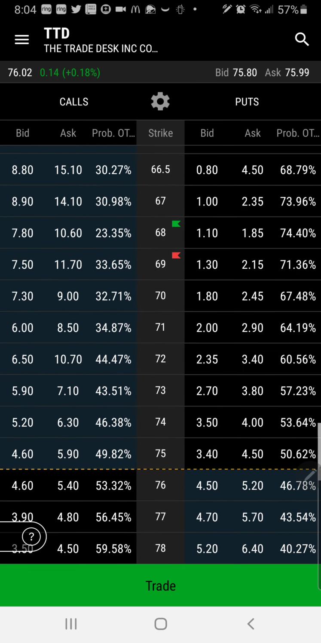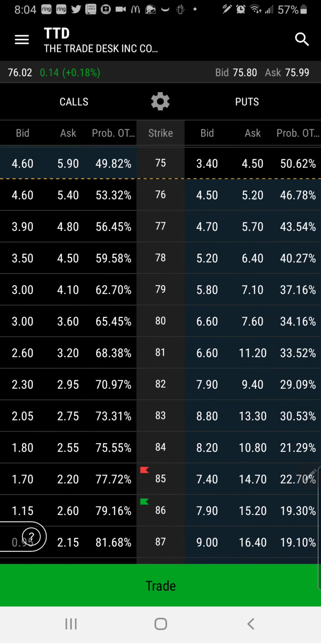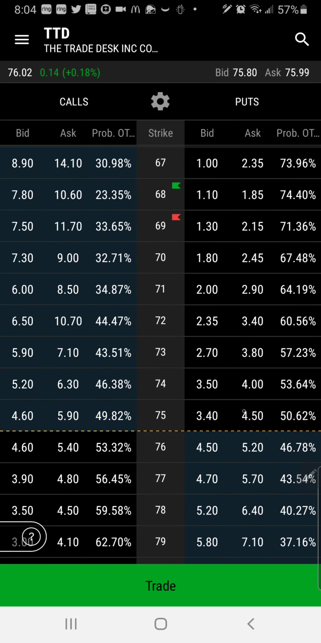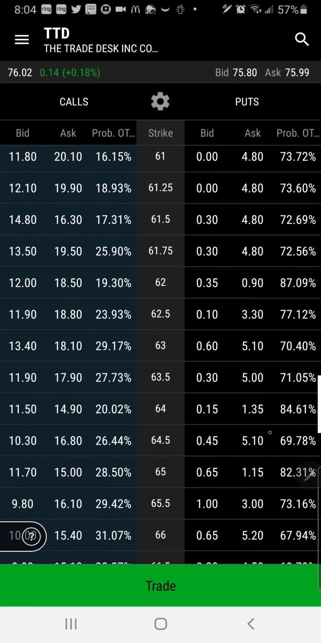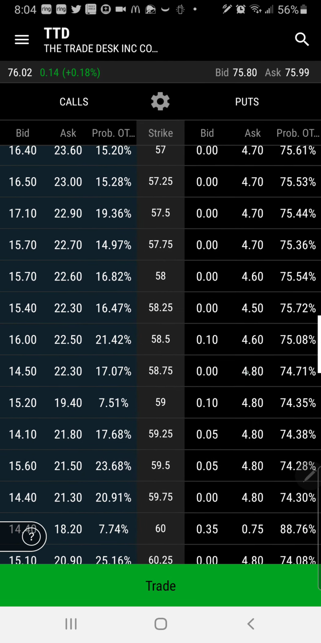Now let's go to the put side. It's when it's below our strike price. Okay, so everything that's blue on up, those are in the money. And everything that's black all the way down, these are out of the money. Of course, the further down you get, the further out of the money you get. In other words, the higher your chance of winning.